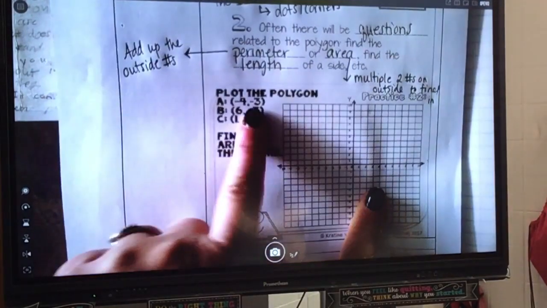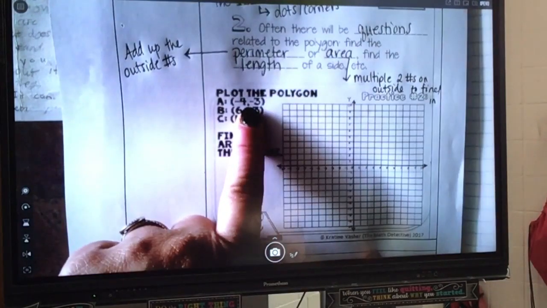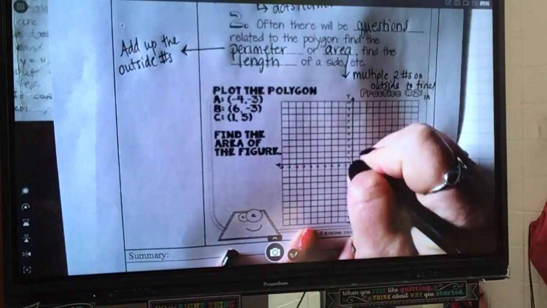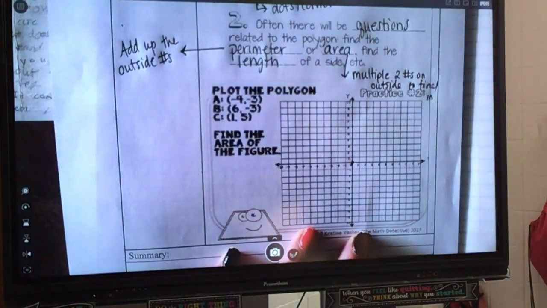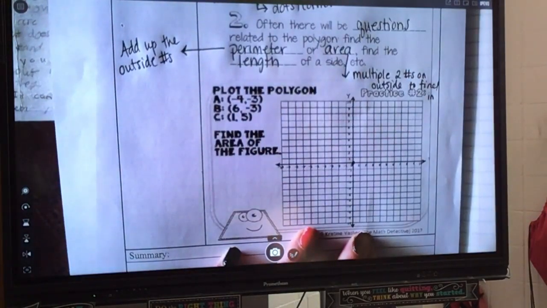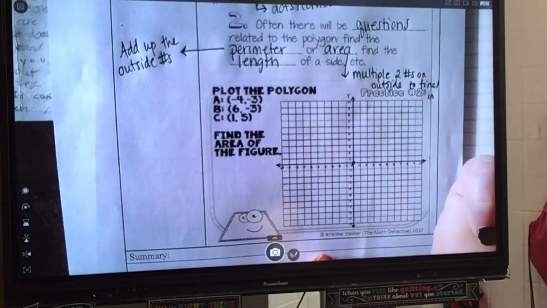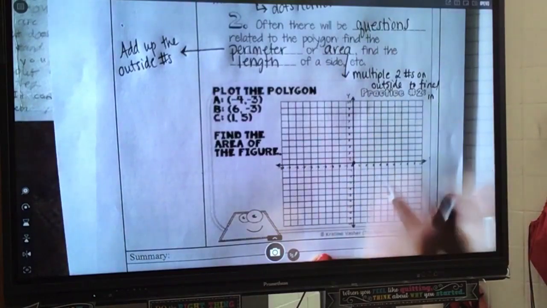So the first point that we're going to plot is -4, -3. So I'm going to start in 0. Why do I always start right here in the middle? I need someone other than Miss Taylor. I'm so glad y'all are awake this morning. But, Emma. Because you hop away from 0 however many times. Why do we start in the middle? Like, why do we start right there?